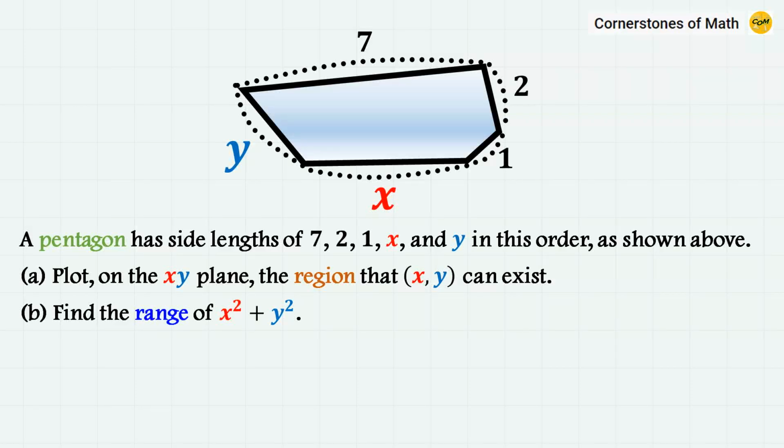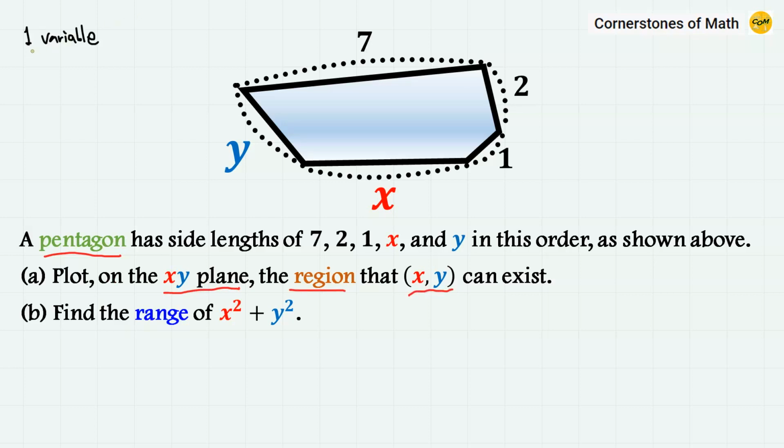Today we will solve the following problem. A pentagon has side lengths of 7, 2, 1, x and y in this order, as shown above. Problem A says, plot on the xy plane the region where point (x, y) can exist.